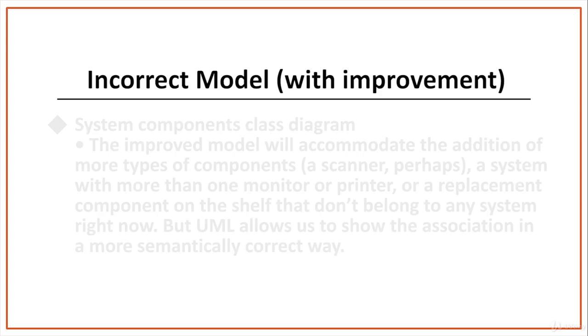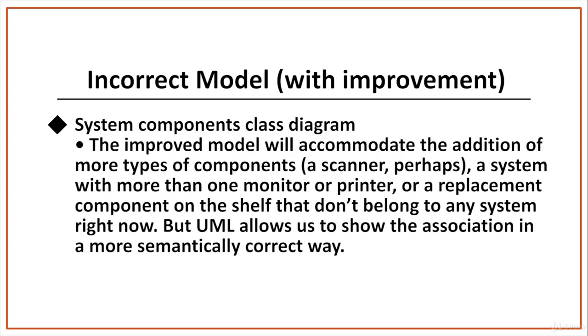System Components Class Diagram. The improved model will accommodate the addition of more types of components, like a scanner, perhaps, a system with more than one monitor or printer, or a replacement component on the shelf that doesn't belong to any system right now. But UML allows us to show the association in a more semantically correct way.